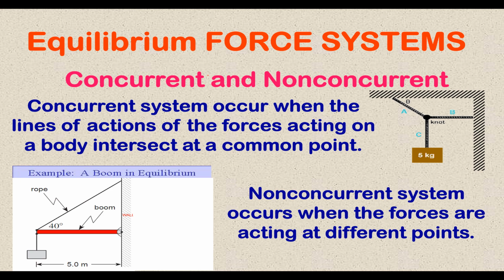Okay? So there are two types of systems we're going to divide them up into. There's concurrent and non-concurrent. Concurrent systems occur when all the lines of action of the forces act on the body at a common point, an intersection point, like the knot from the rope problem that we did yesterday. That's called concurrent, all acting at one point. Non-concurrent systems are when the forces are acting at different points upon that object.